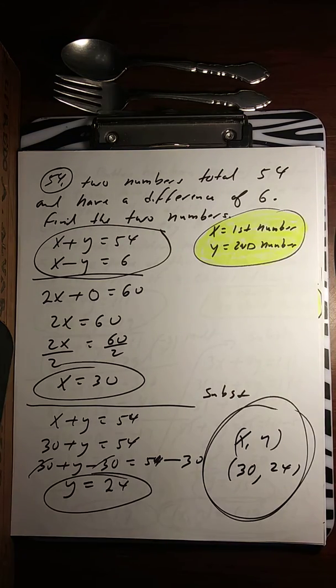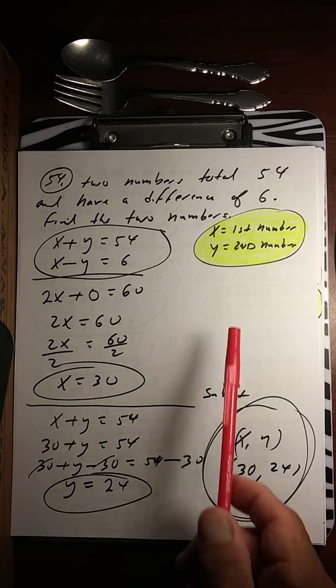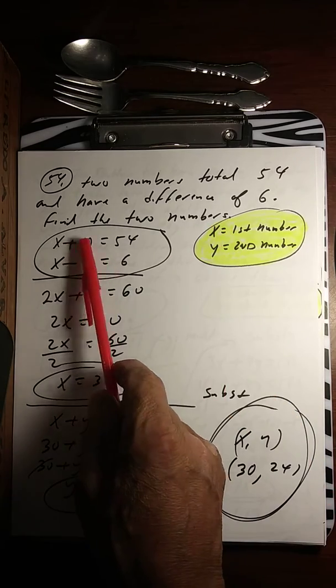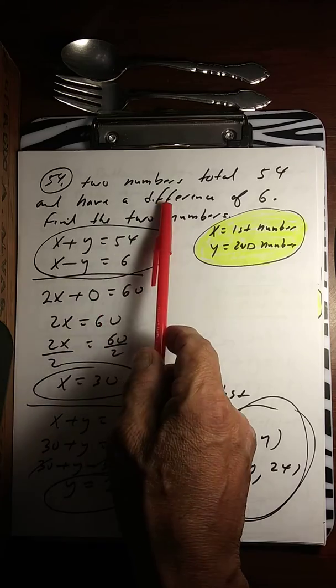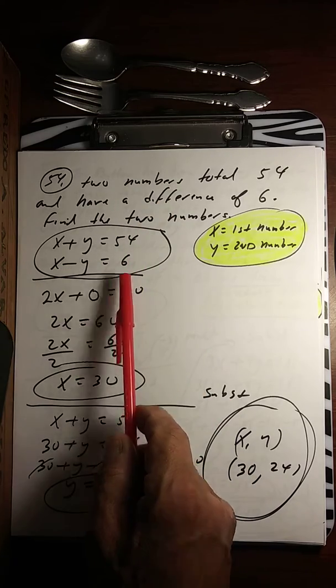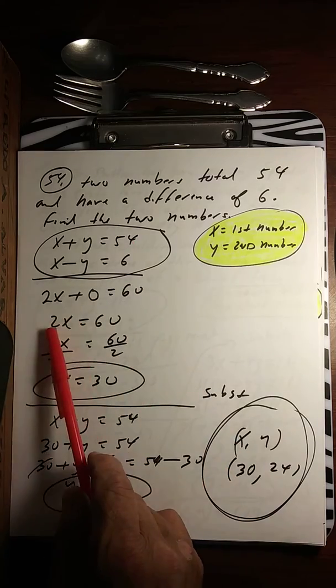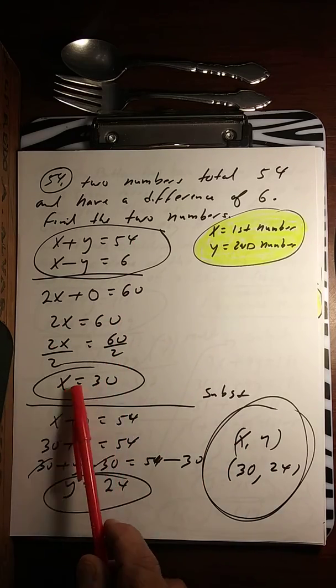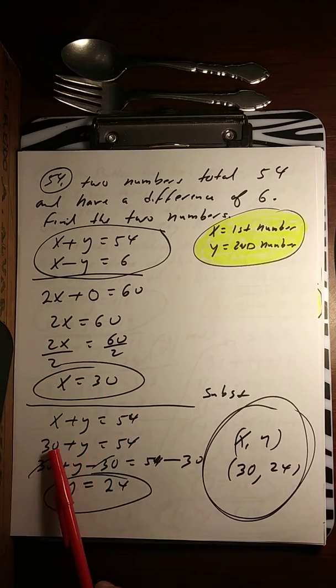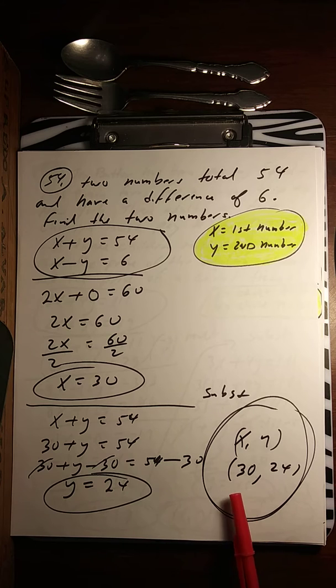Two numbers total 54 and have a difference of 6. So two numbers, first number, second number. If you add them, you get 54. And difference means subtract, and you subtract them, you get 6. So now add them straight down. That's going to be 2x and 0 is this. 2x is 60, divided by 2, so x equals 30. Put it back in there. 30 plus y equals this. Minus 30, minus 30. So y is 24. So the two numbers are 30 and 24.